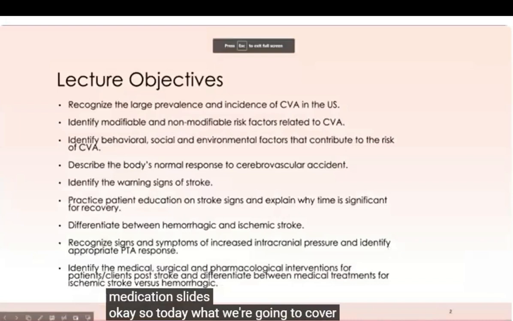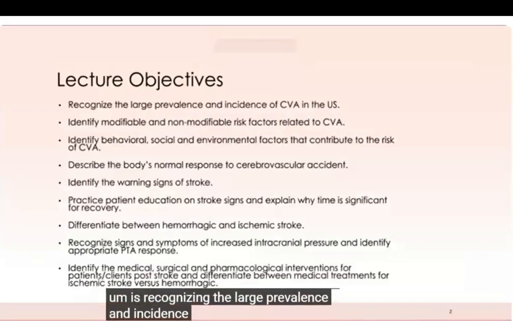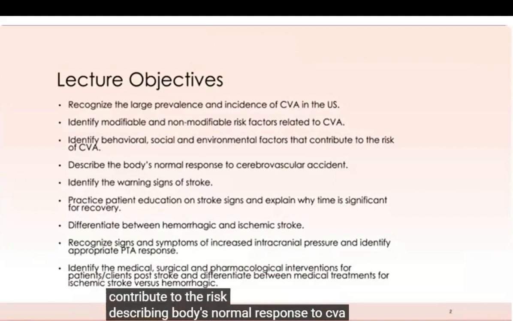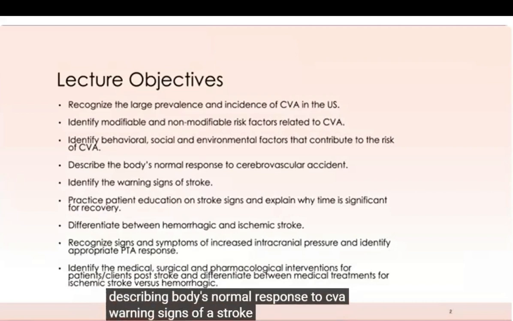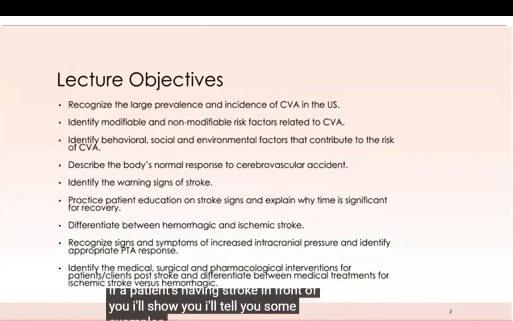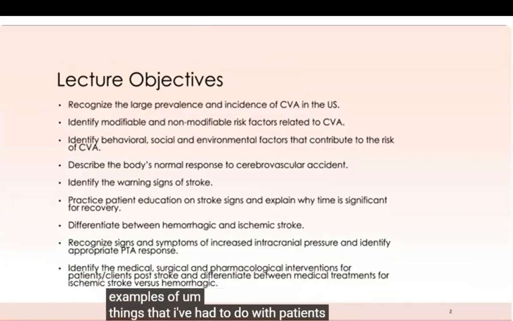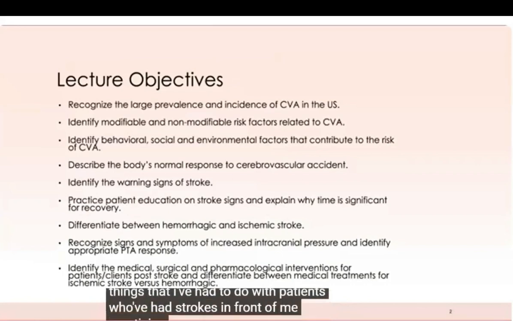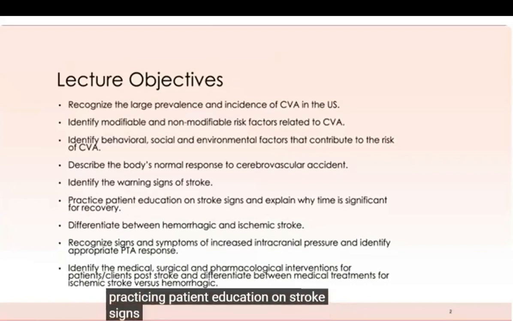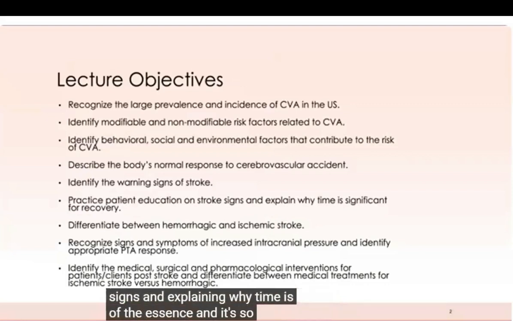Today, what we're going to cover is recognizing the large prevalence and incidence of CVA, the modifiable and non-modifiable risk factors, also the behavioral, social, environmental factors that can contribute to the risk. Describing the body's normal response to CVA, warning signs of a stroke. What do you do if a patient's having a stroke in front of you? I'll tell you some examples of things that I've had to do with patients who've had strokes in front of me.